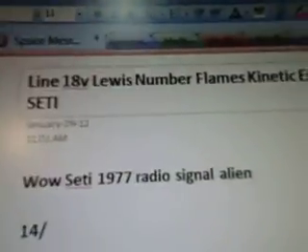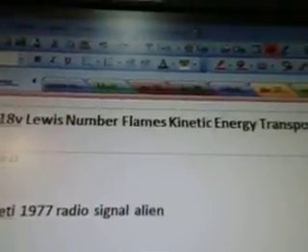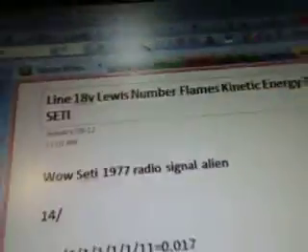Okay, so this is part 213. This is just words, data, that type of thing. Okay, so it's line 18V, Lewis number, flames, kinetic energy transport, 5G, Wow! SETI. So there's the alien radio signal.